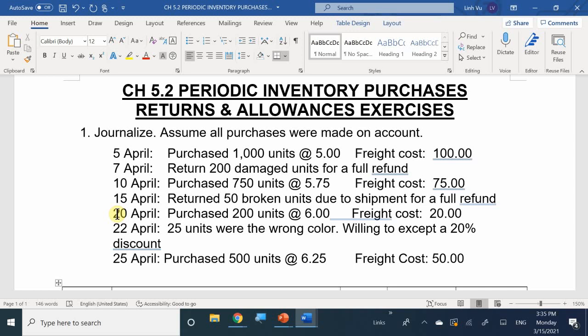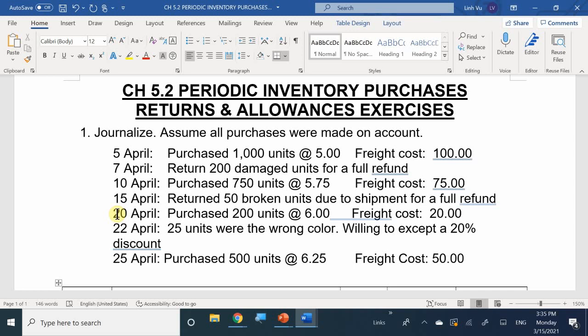Return 50 broken units at $5 each. Now, let's look at this scenario real quick before we move on to journalize it. I'm on April 15, right? The general rule of thumb is which batch are you actually going to be refunding? The purchase on April 5th. Why April 5th? So that's the day you purchased them at full price.